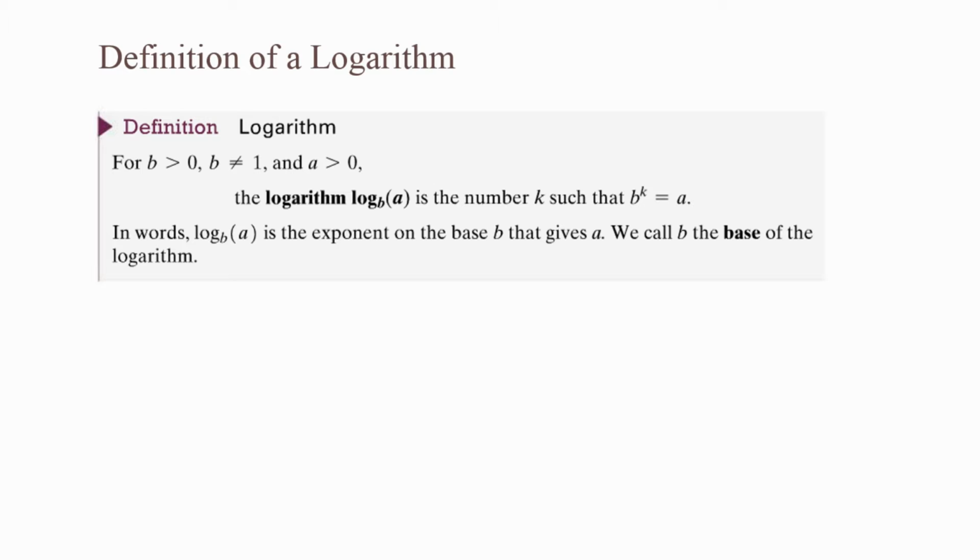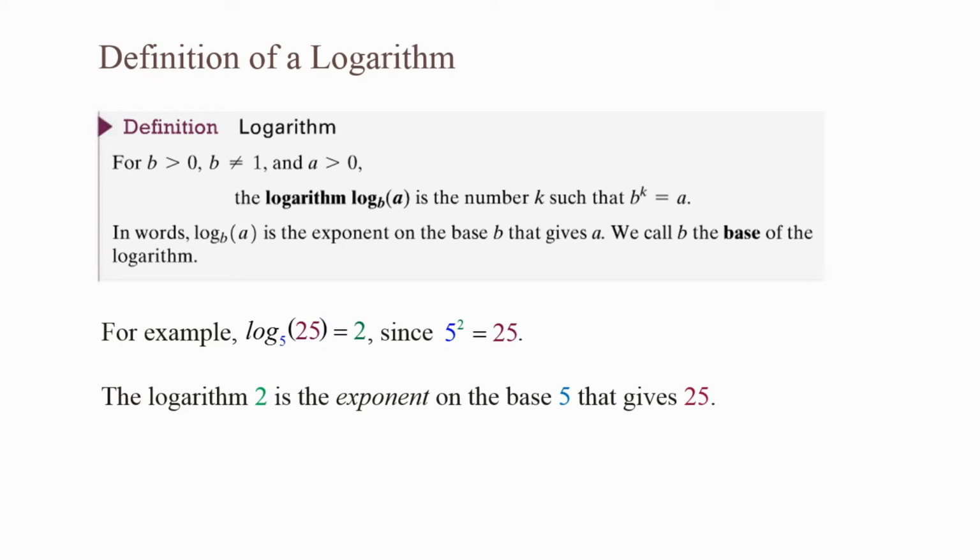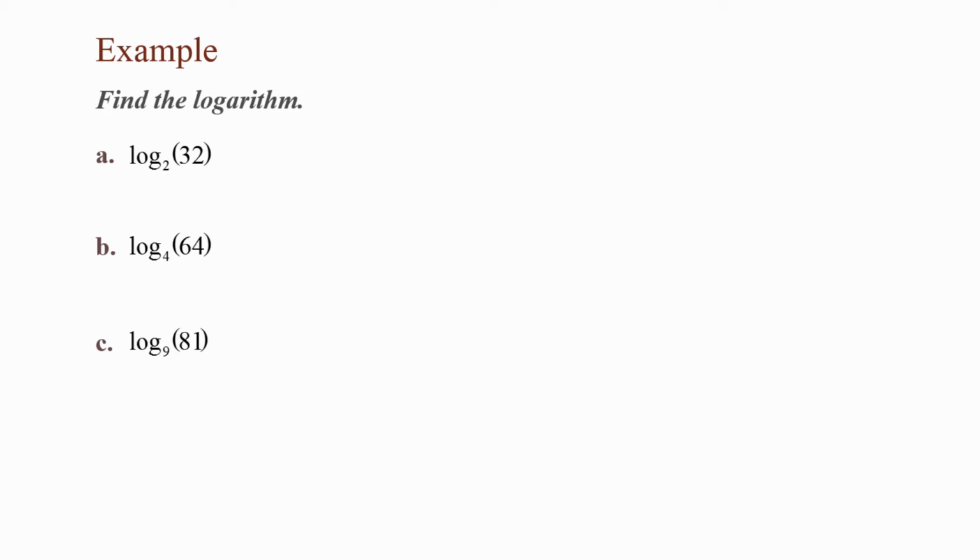We call b the base of the logarithm. For example, log base 5 of 25 equals 2, since 5 squared equals 25. The logarithm 2 is the exponent on the base 5 that gives 25. A logarithm is an exponent. In this example, find the logarithm. Part A, log base 2 of 32.